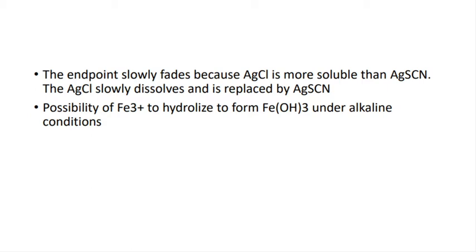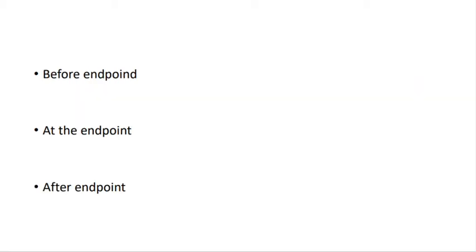Now, problem number 2: the possibility of ferric ion to hydrolyze to form iron(III) hydroxide under alkaline conditions. What we will do in that problem is perform the titration under slightly acidic medium. Again, the solution to that is to perform titration under slightly acidic medium.